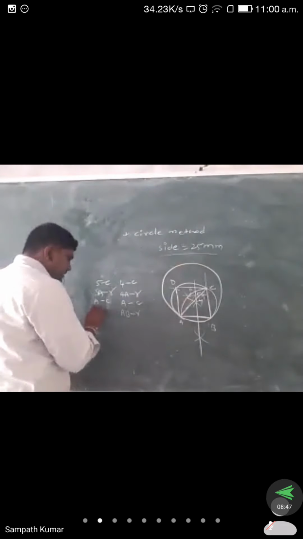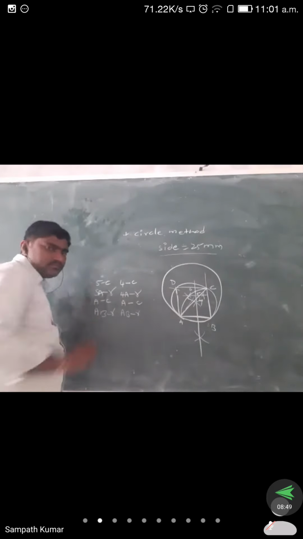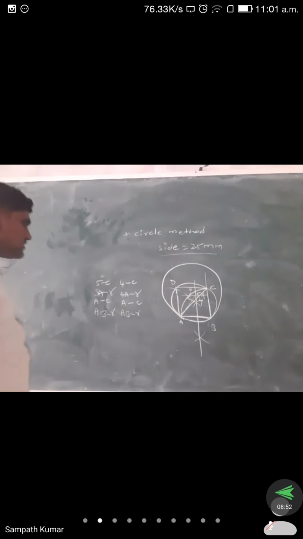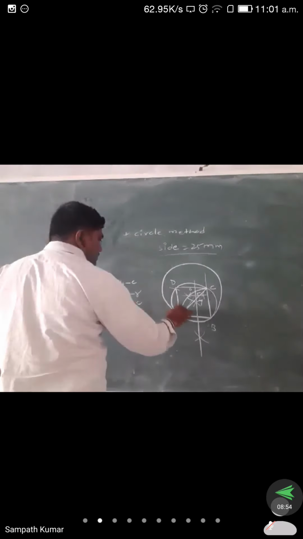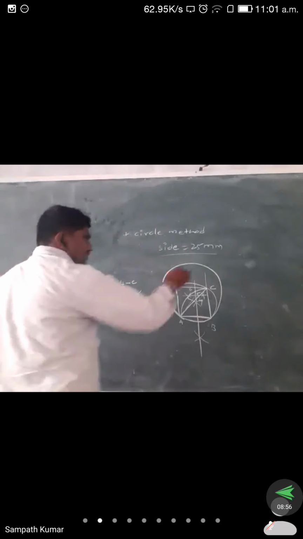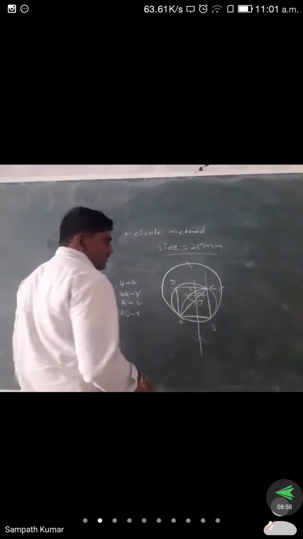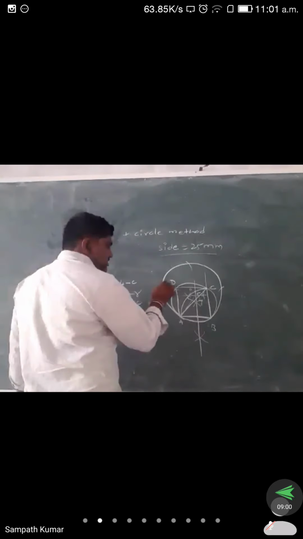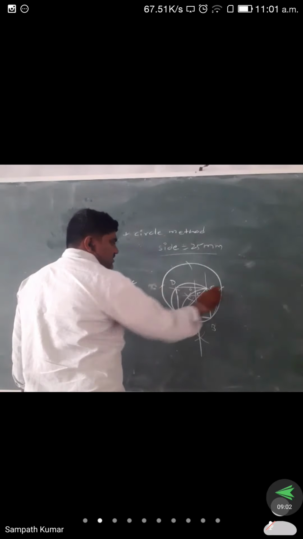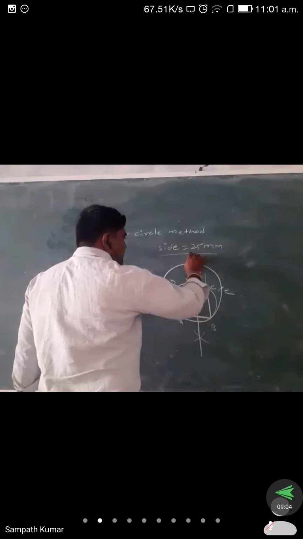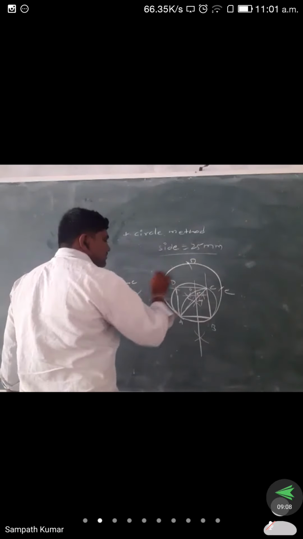A as the center, AB as the radius. Then draw the arc on the circle with the same radius. This is point C, this is point D, and this point is E.